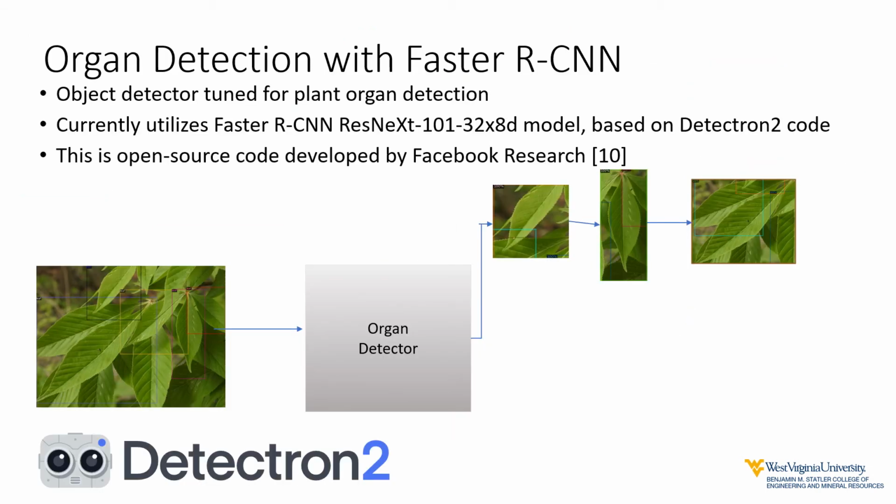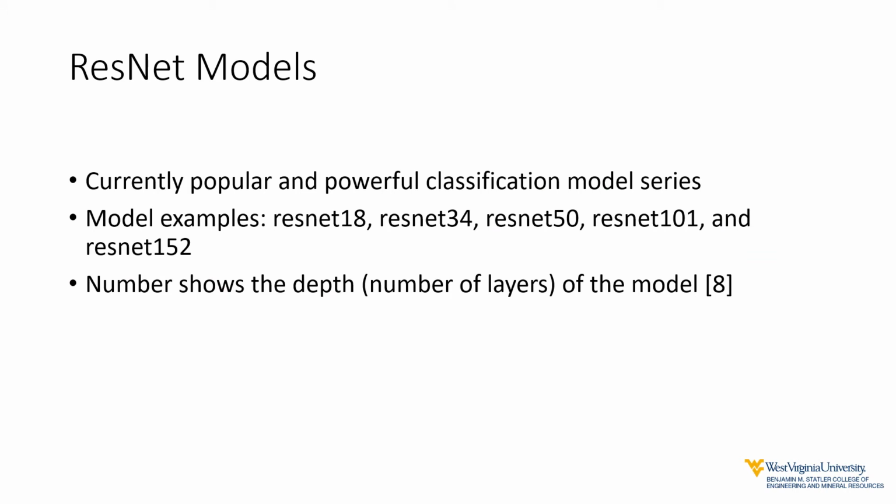For object detection, in our case organ detection, we are using the Faster R-CNN model. It's based on the Detectron2 code developed by Facebook Research. Before I go to the next slide, I want to mention that we are using ResNet models. Currently, they're very popular and very powerful classification models. As you can see, there are various models in the series. The number shows the depth of the model.